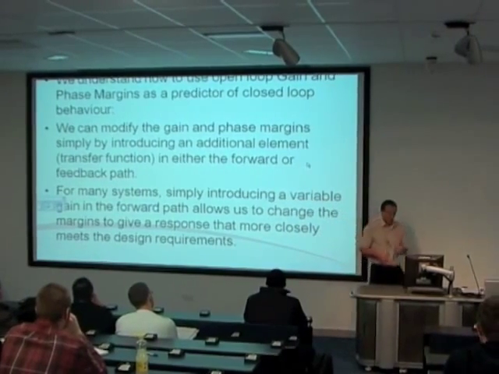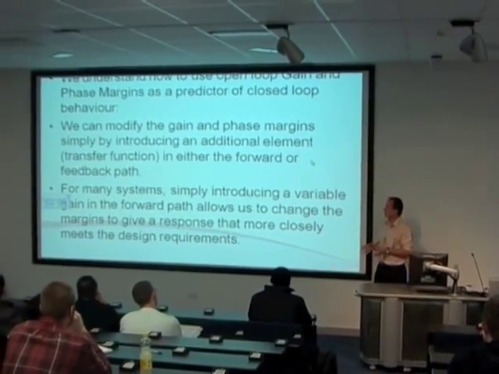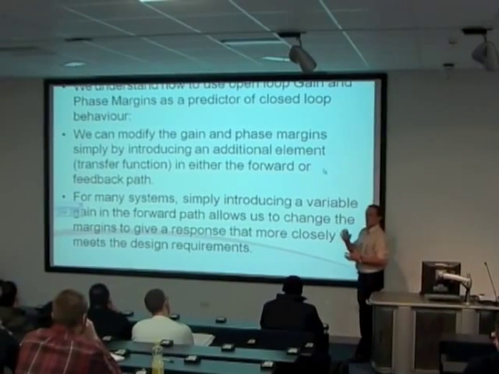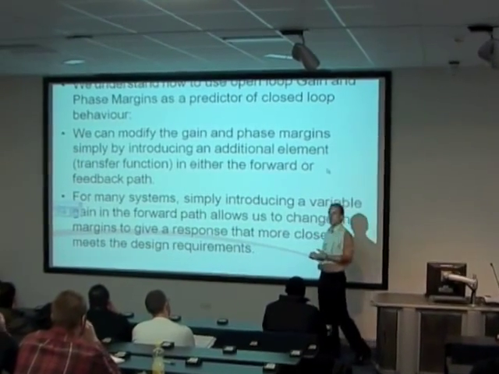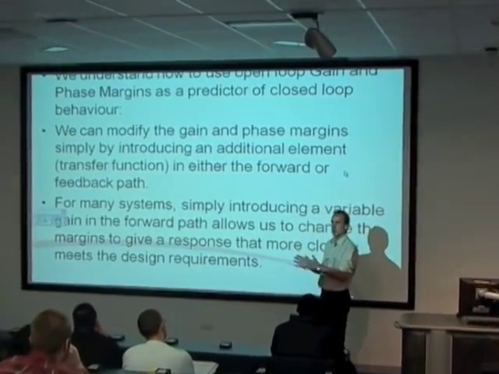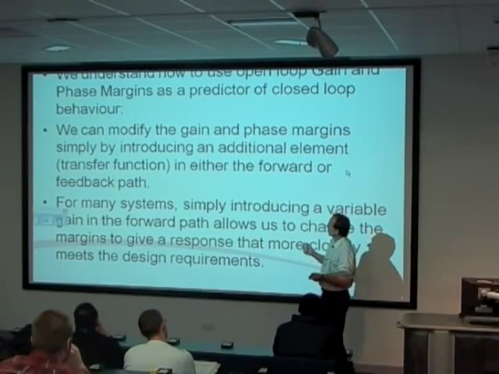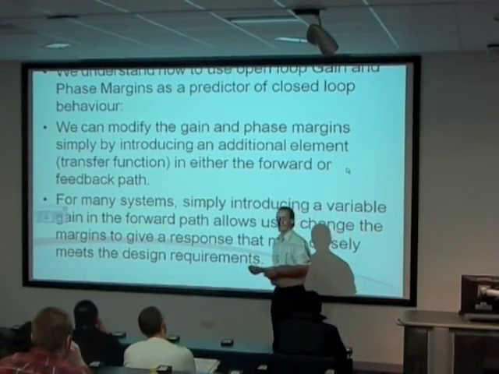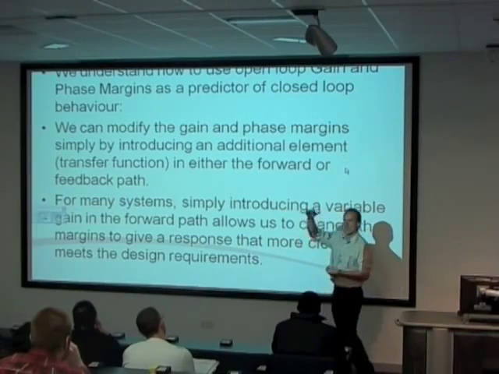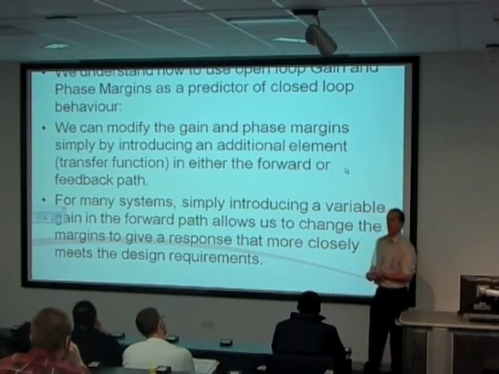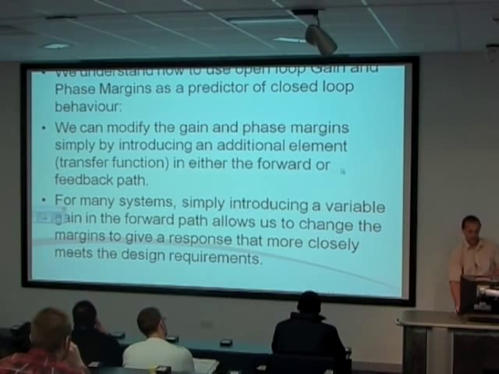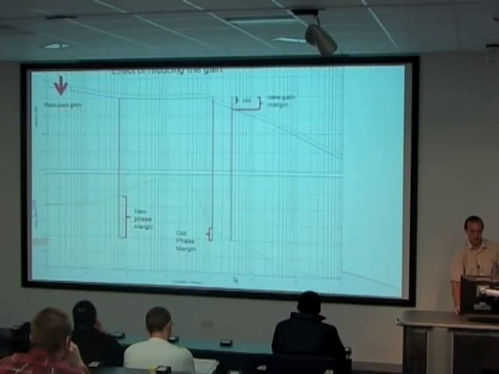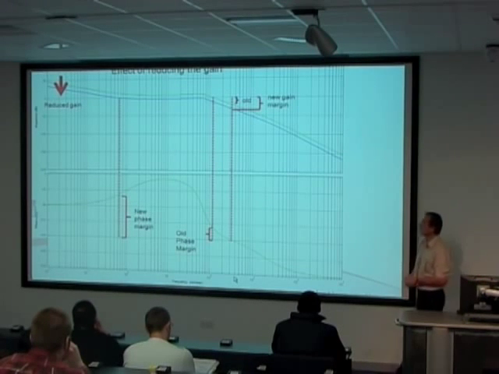Now, a simple approach, if you think about it, is if you just think of the amplitude plot, okay, we're looking for gain and phase margins, but simply by introducing a gain term into the open loop, I can move that amplitude plot up and down. Okay, so simply introducing a variable gain in the forward path allows us to change the margins. And here's a very simple one.